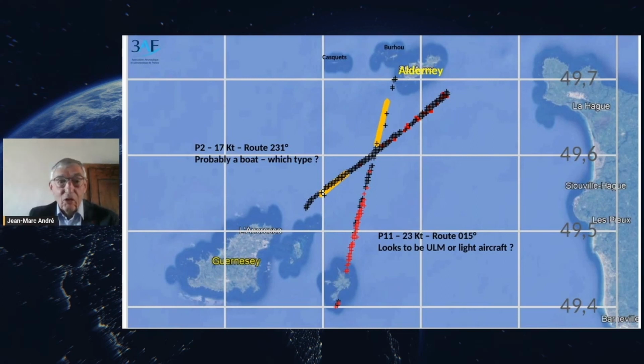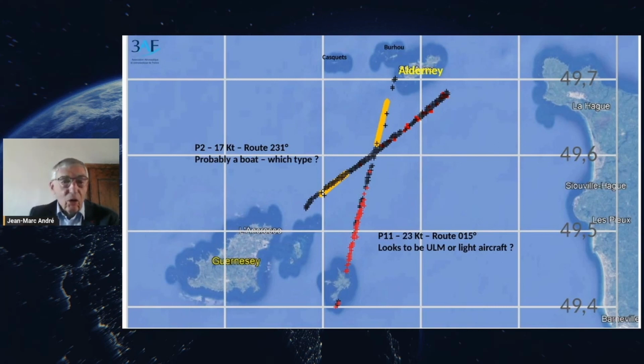And you can see two things. P2 stays on the sea. Its speed is 11 knots. It's probably a boat. On the other hand, P11 seems to cross the island of Sark.